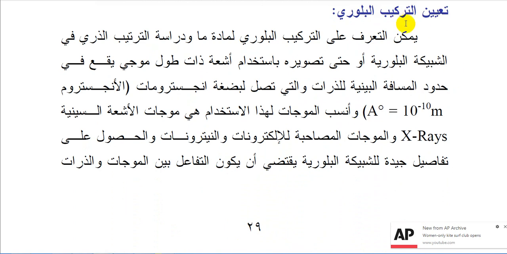Assigning the crystal structure. We can identify the crystal structure of any material by studying the atomic arrangement in the crystal lattice, or even photographing them, by using rays with a wavelength comparable to the interatomic spacing, of approximately many angstroms. The angstrom is A naught equals 10 to the power of minus 10 of a meter.